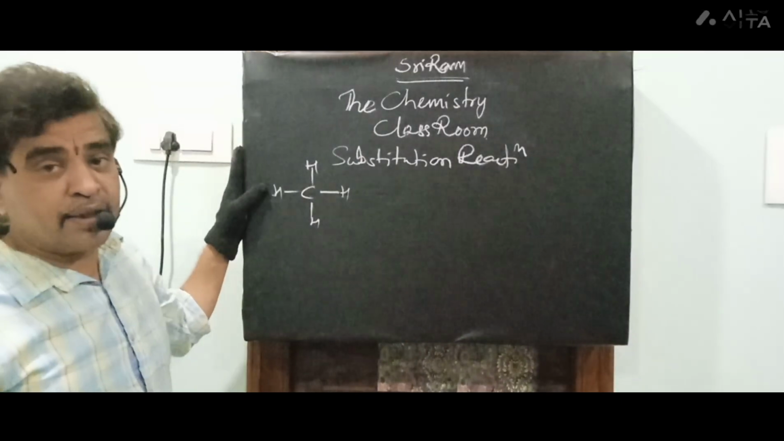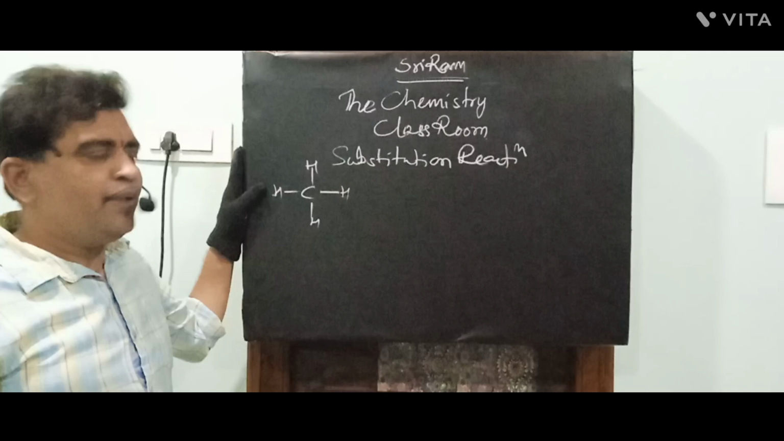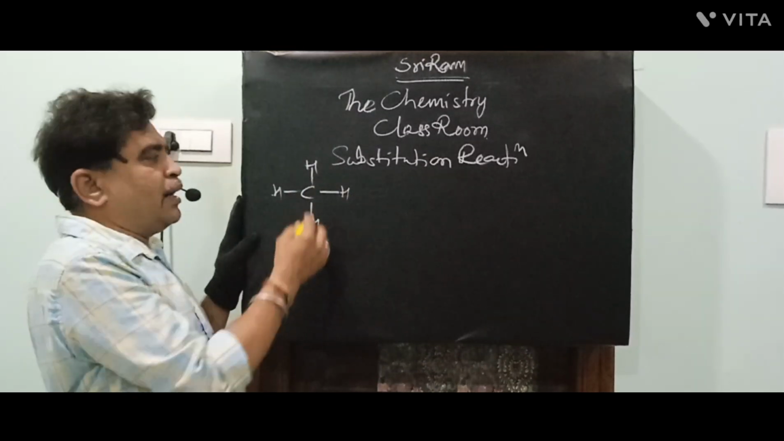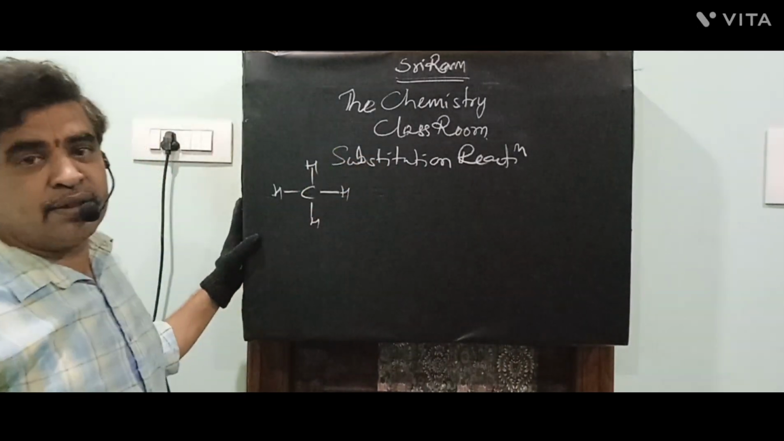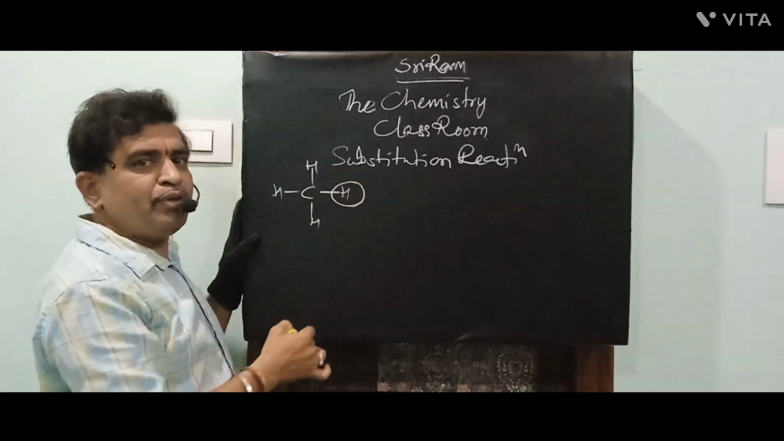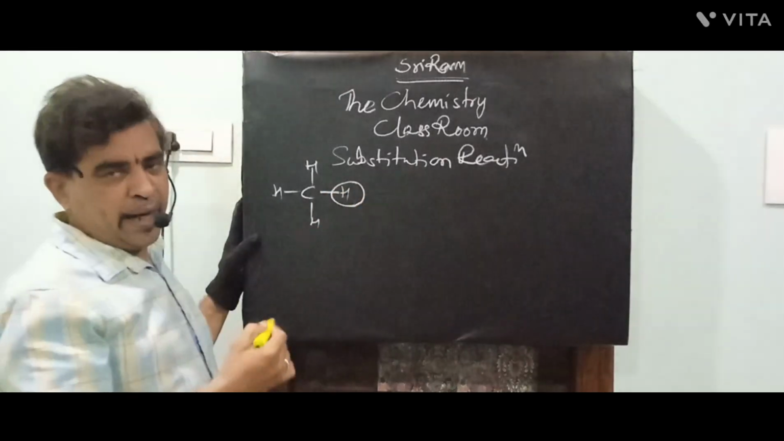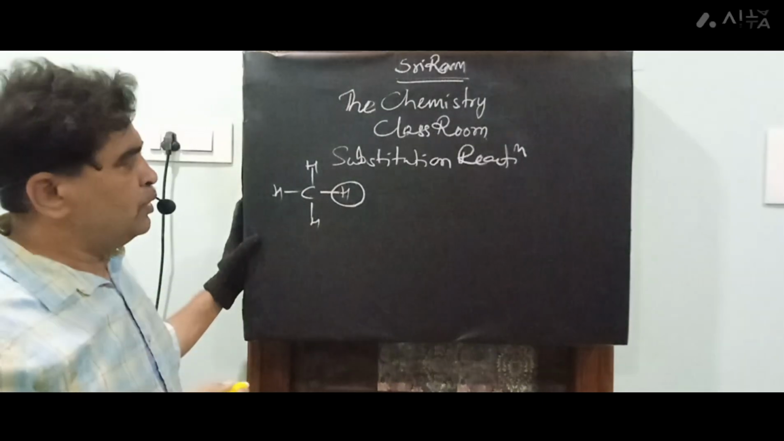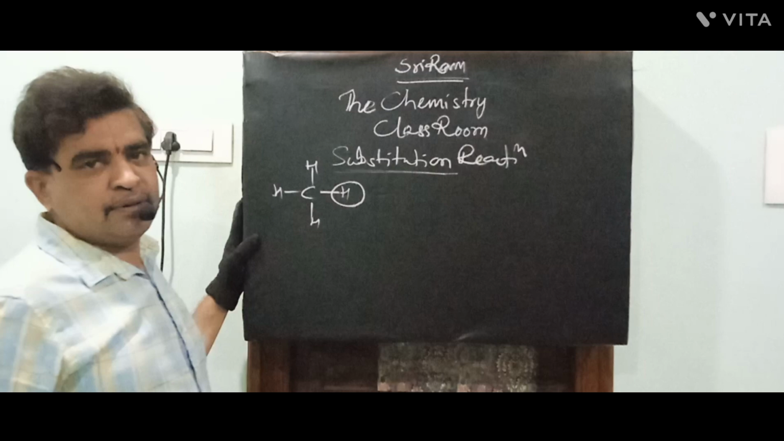So saturated organic compounds will undergo substitution reactions. Let me explain. Here the saturated carbon is already bonded with 4 hydrogens. If it wants to undergo chemical reactions, what we have to do is replace this atom, or replace a group, with another element, atom or group. Such types of reactions are called substitution reactions.